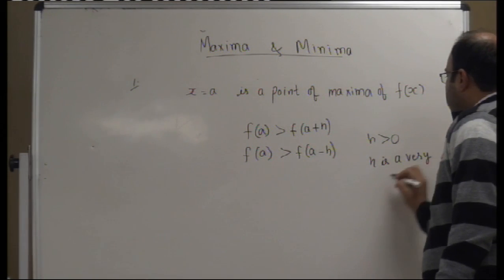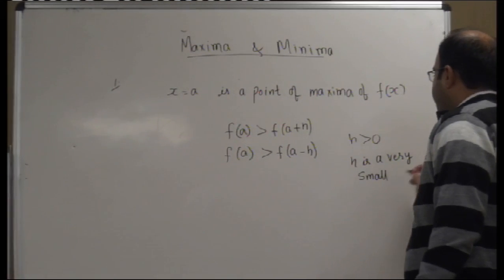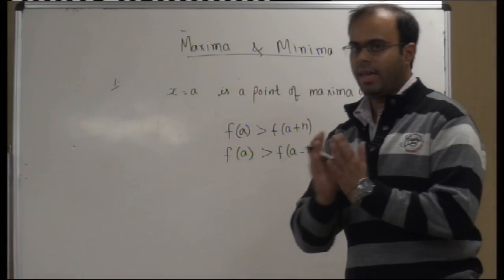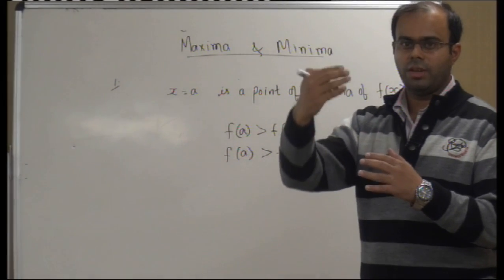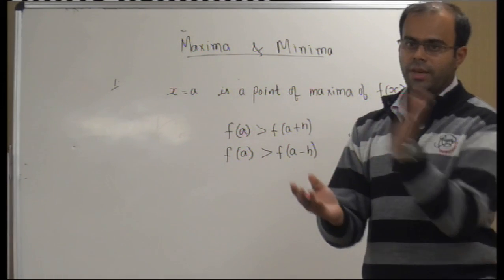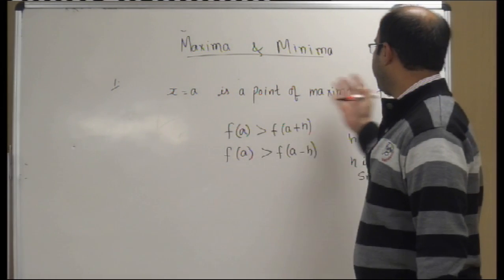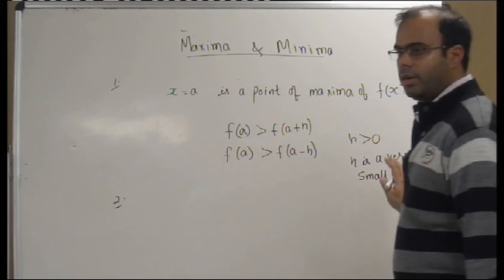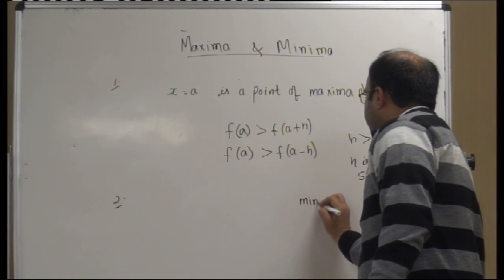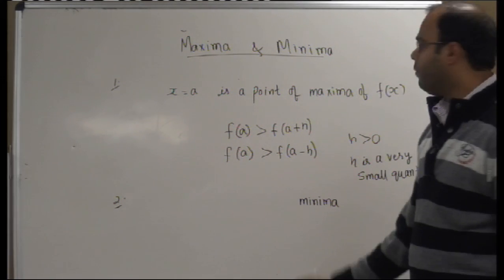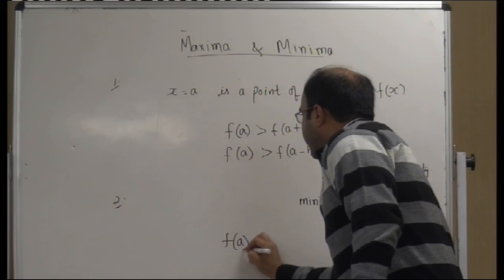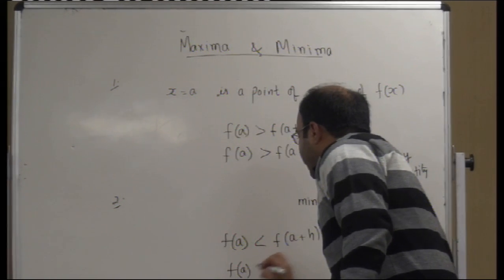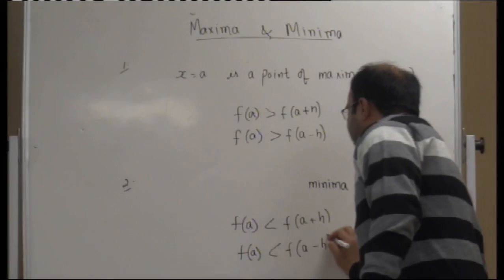I am not going into the detail of this theoretical part, but we have to understand that in the neighboring region of A, the function has the highest value compared to the right of A as well as the left of A. Then we say it is a point of maxima for f(x). Similarly, x equal to A is a point of minima when f(A) is less than f(A plus h) as well as f(A) is less than f(A minus h). So this is the definition.